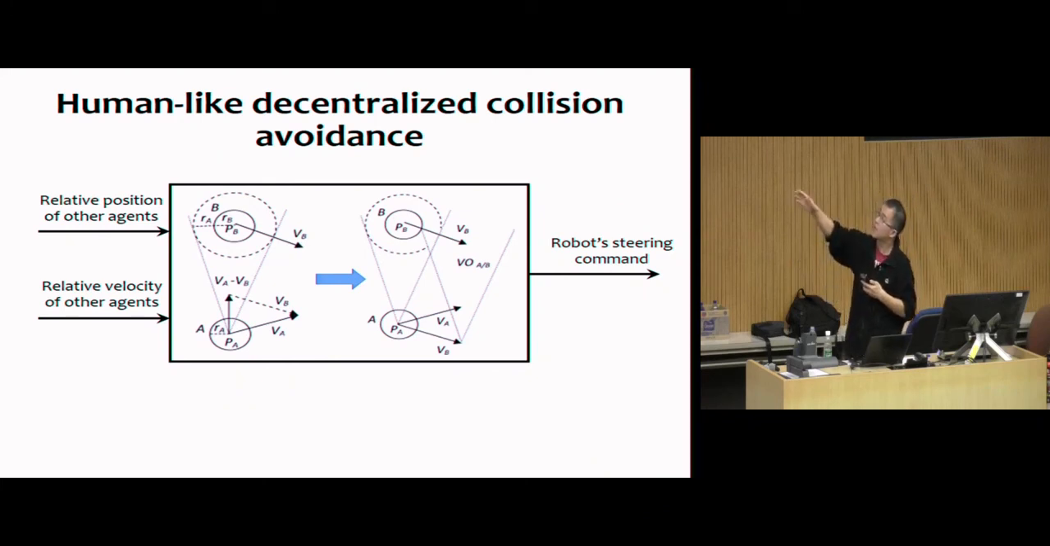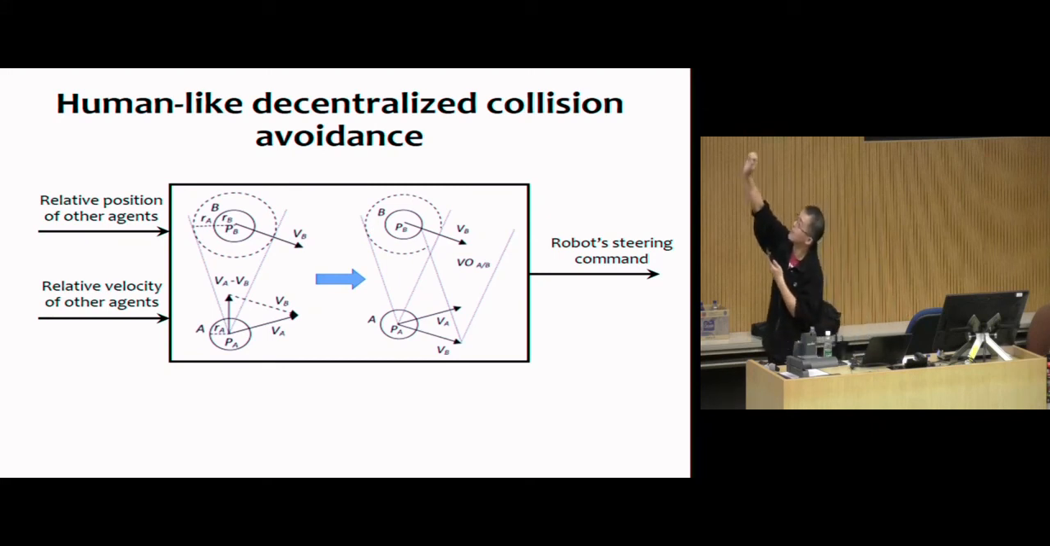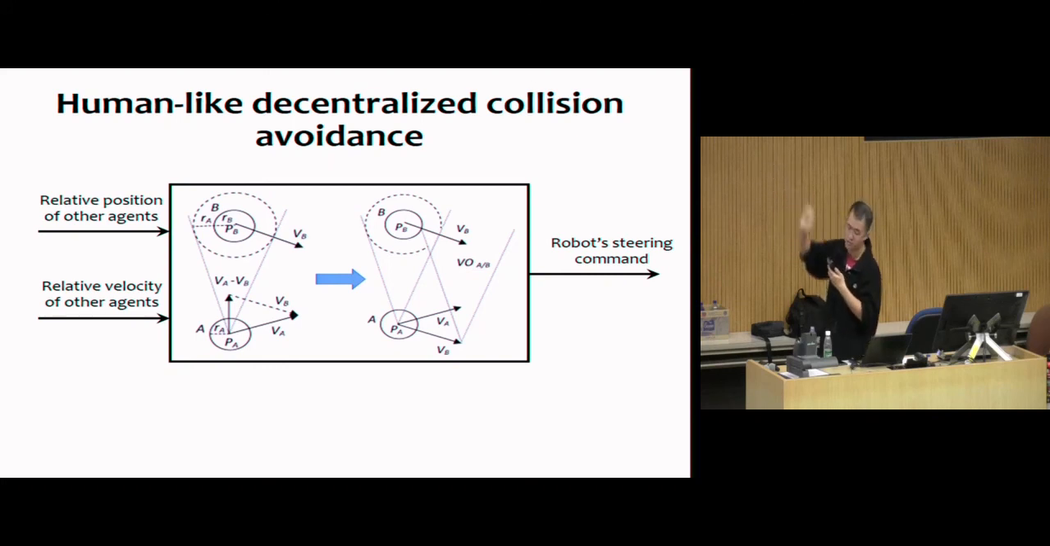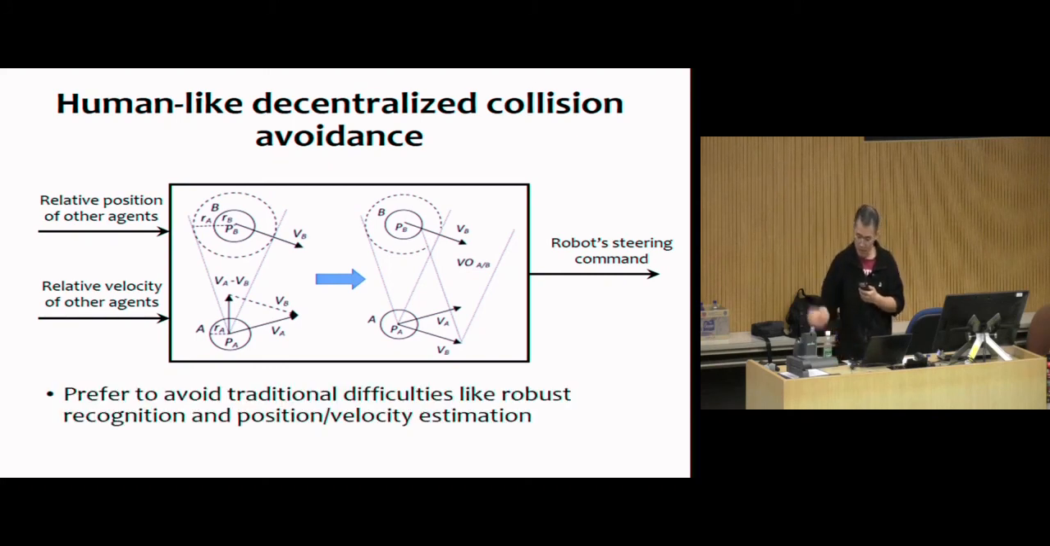First, we want the robot to behave like a human. What a human does is that it has some knowledge about the relative positions of the surrounding agents, and also knows their relative velocities. Given this information, the robot determines its steering decisions, like velocity and direction. We also want to avoid the traditional difficulties like vision, recognition, position or velocity estimation, so we want to use the raw data.